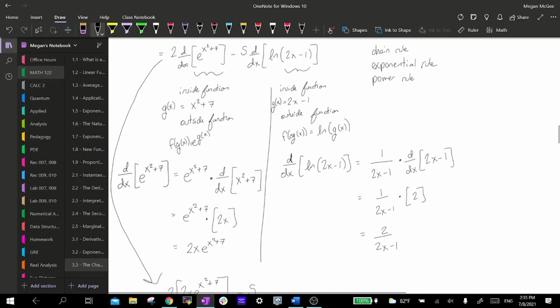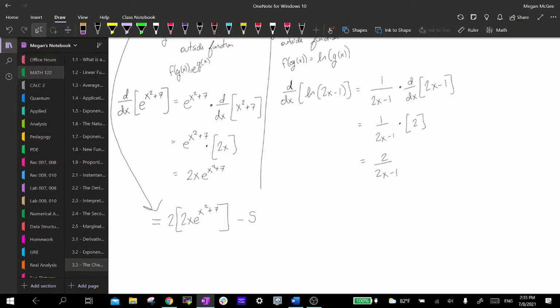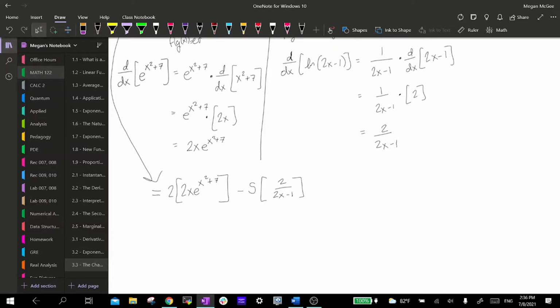But we need to go ahead and plug this into our full equation. All right, so we had 5 times that derivative that we just calculated. So 2 over 2x minus 1. We are so close. I know this is a long problem. All right, but we want to go ahead and clean this up and drop these brackets. So we'll multiply through and end up with 4xe to the x squared plus 7 minus 10 over 2x minus 1, and that is our final answer.